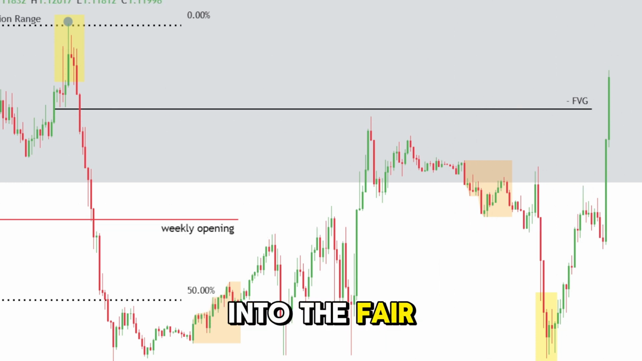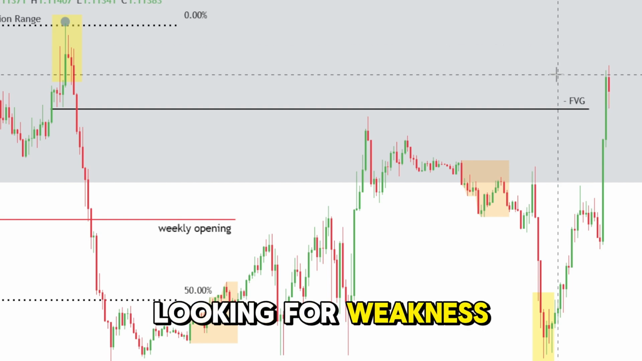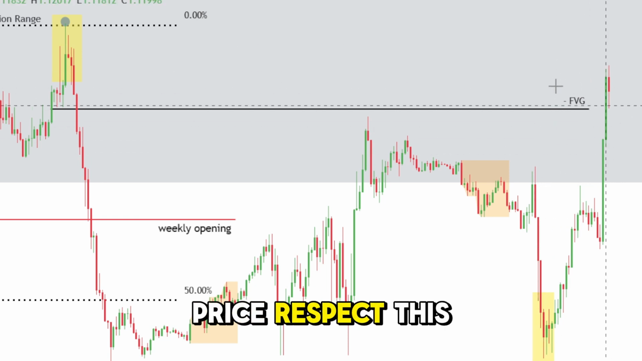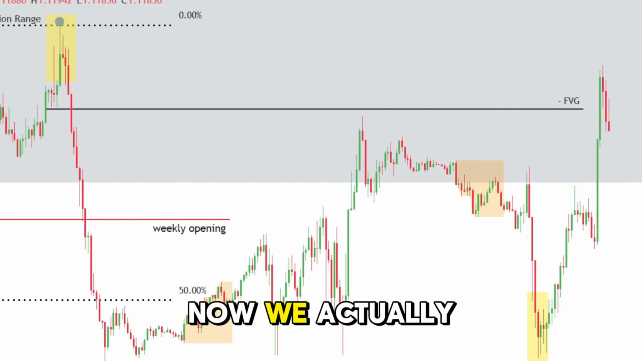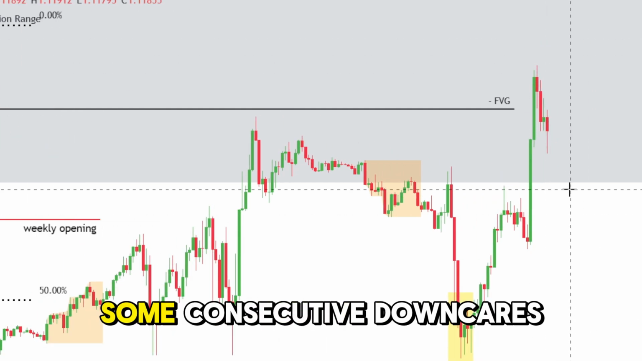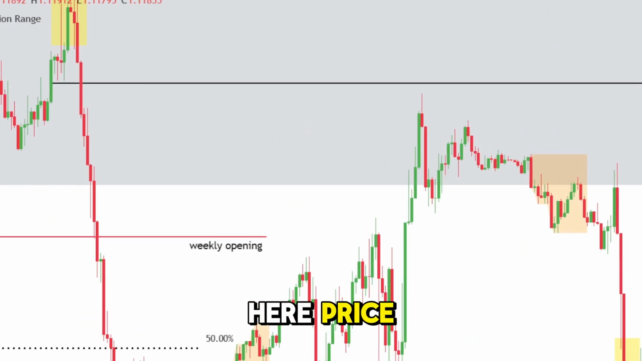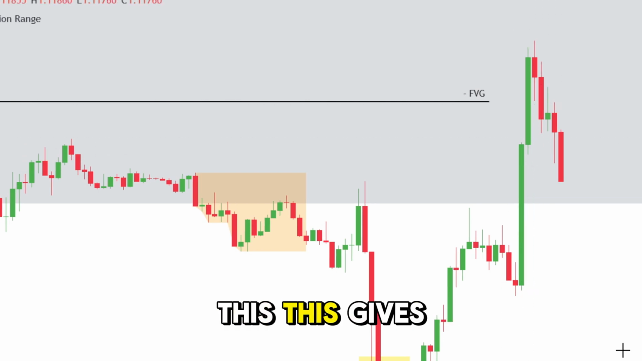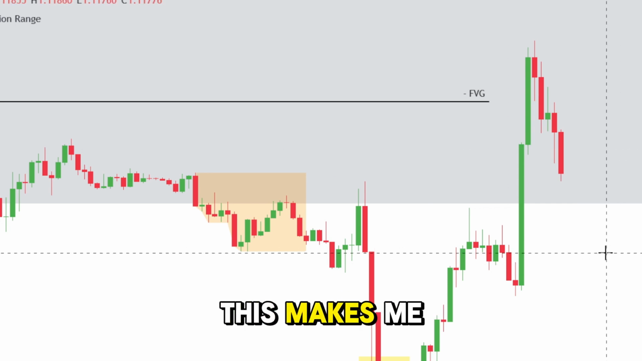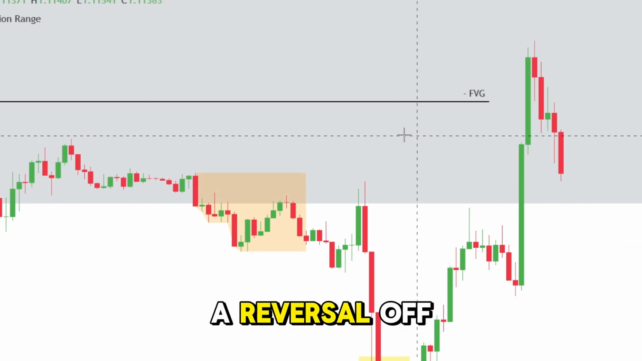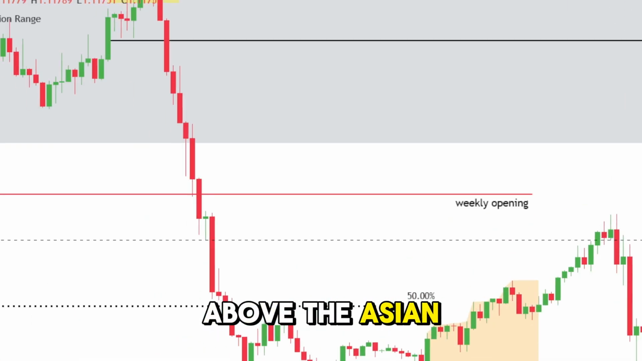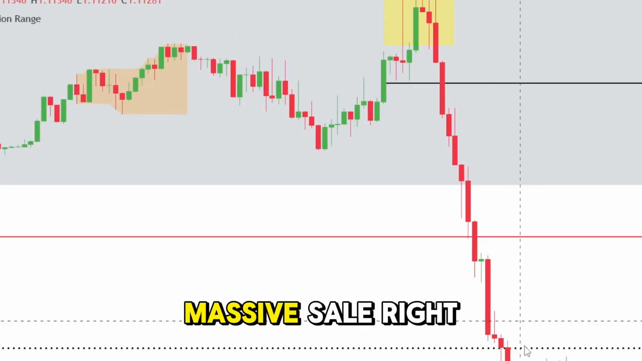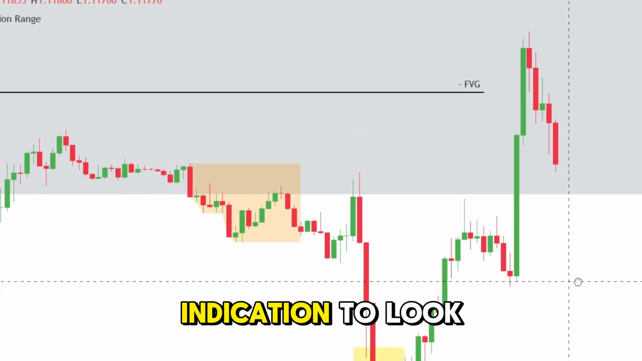Now we've come into the fair value gap, and this is where we can start looking for weakness, for the sellers to come into the market. We want to see price respect this fair value gap. From here, we see some consecutive down candles. Notice how price has now started to close below the previous bullish candle. This gives us an indication to look for sells. This makes me a lot more comfortable to look for sells when we see a reversal off a key level above the Asian range high and above the weekly opening. Notice we've also come into Wednesday's high, which had a massive sell-off. This is what gives me indication to look for sells.